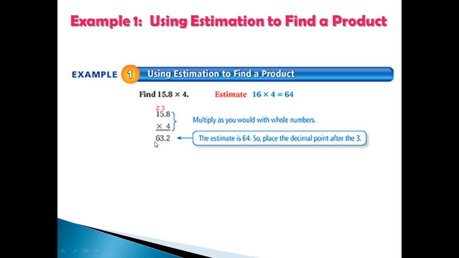Now we need to figure out where the decimal point would go. And since we know our answer should be about 64, we know our decimal point has to go between the 3 and the 2, so that our answer is 63 and 2/10.